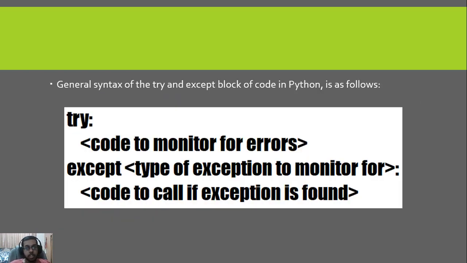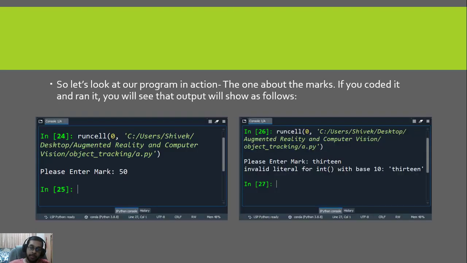The general syntax of the try and except block of code in Python is as follows. Try: code to monitor for errors. Except: type of exception to monitor for. Code to call if exception is found.